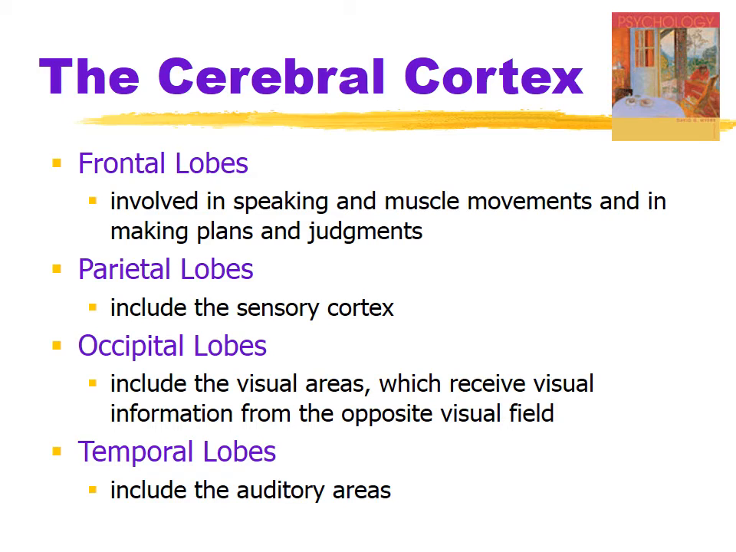The temporal lobes, just behind your ear, process auditory information. The occipital lobes seem kind of backwards. The eyes are at the front of the head, and the occipital lobes are at the back of the head. Why would that be? We'll talk more about that later on.